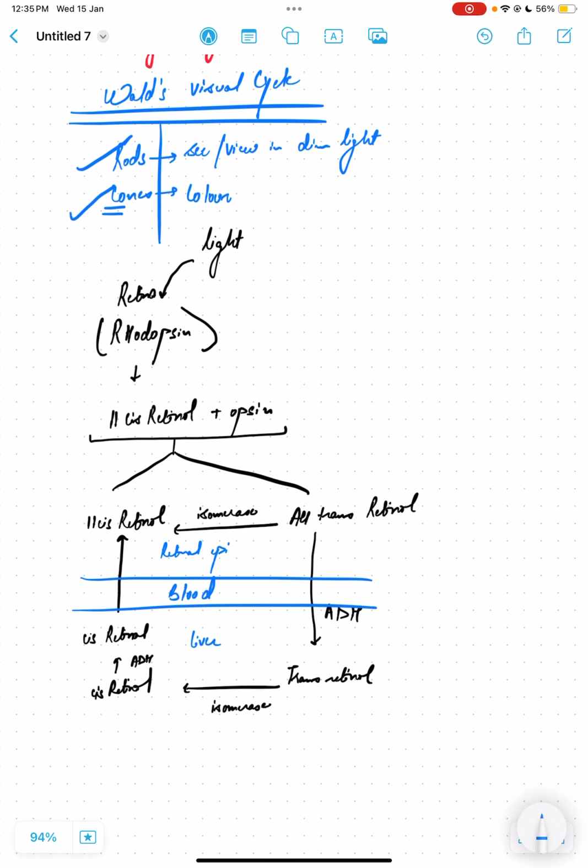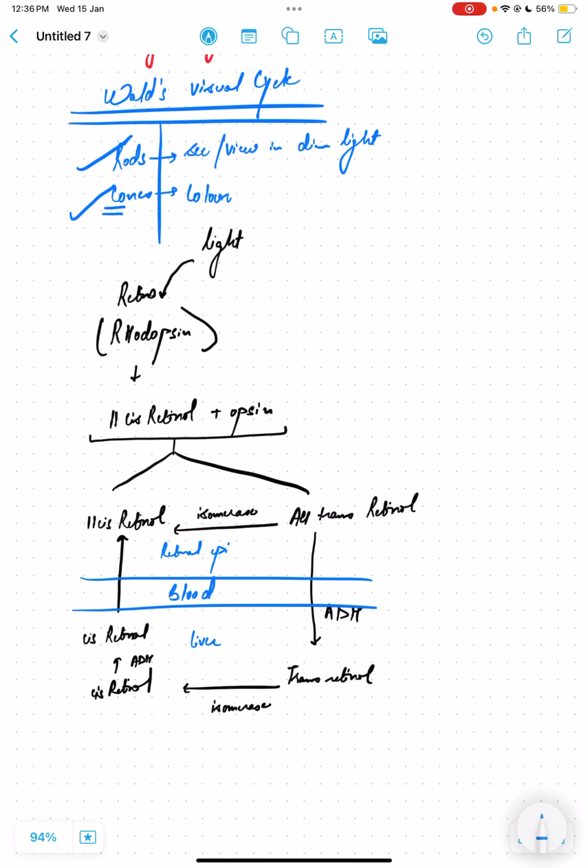Whenever we go to the light, in the retina we have a pigment called rhodopsin. It will break into 11-cis retinol and opsin, and further this will divide into 11-cis retinol and all-trans retinol. All-trans retinol, after crossing the retinal epithelium and the blood, will enter the liver in the form of trans retinol with the help of the enzyme ADH, and this trans retinol will convert into cis retinol with the help of isomerase, then cis retinol will convert into cis-retinal with the help of alcohol dehydrogenase, and then back to 11-cis retinol. That you should remember.